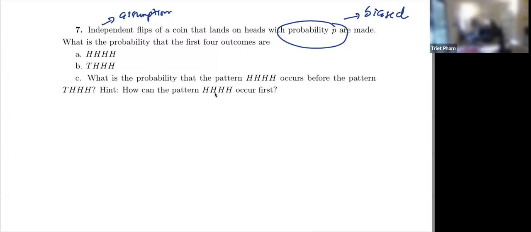So let me do the difficult problems for you. P to the 4th, and 1 minus P times P cubed. Any question about this A and B part? All right, so let's focus on the interesting question, the C. What would C be?